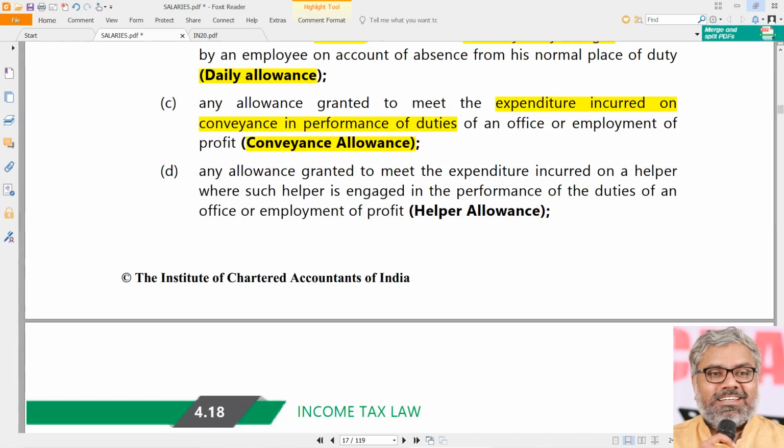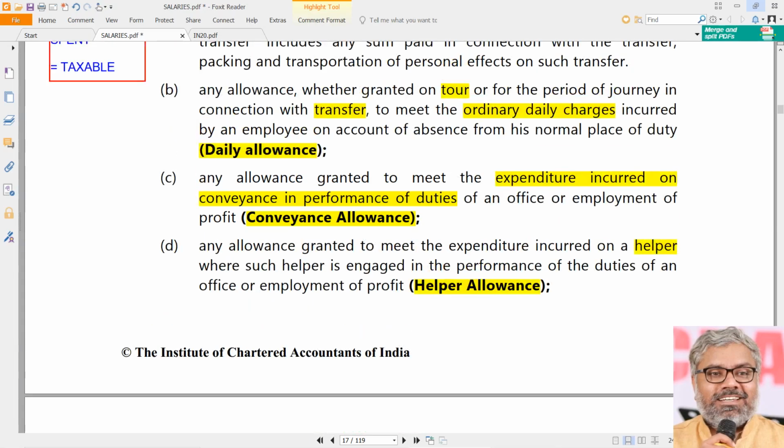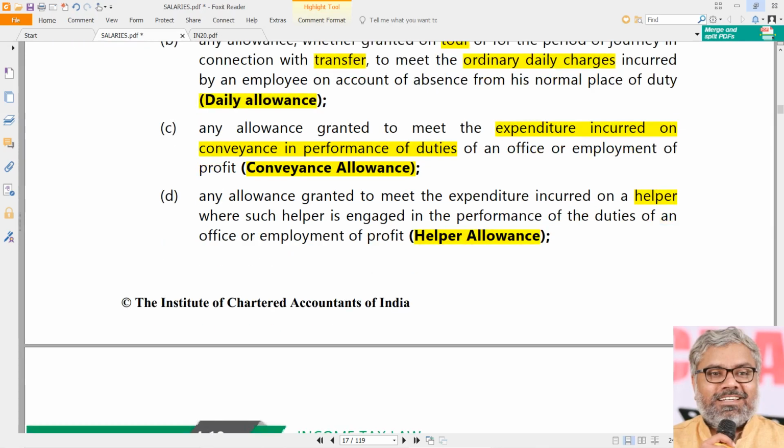That's all. Like this, there are other allowances also, like helper allowance, for example. So helper, well, the name itself indicates. But where the helper is engaged, helper allowance, don't think that it is servant allowance. No. Servant allowance is different. Helper allowance is different. Helper here is engaged in the performance of duties. The helper is in the office, not at home.